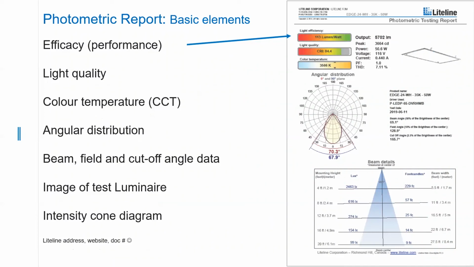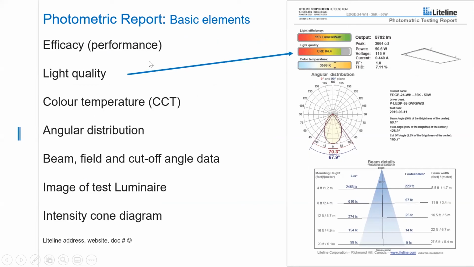Basic elements include the efficacy. So our lumen per watt efficacy for the light source. In this case, we're looking at a 2x4 edge luminaire, and it's delivering 113 lumen per watt efficacy, which is fantastic for this type of luminaire.